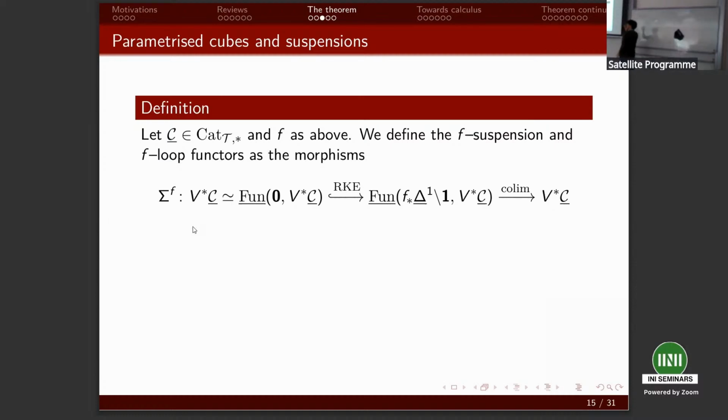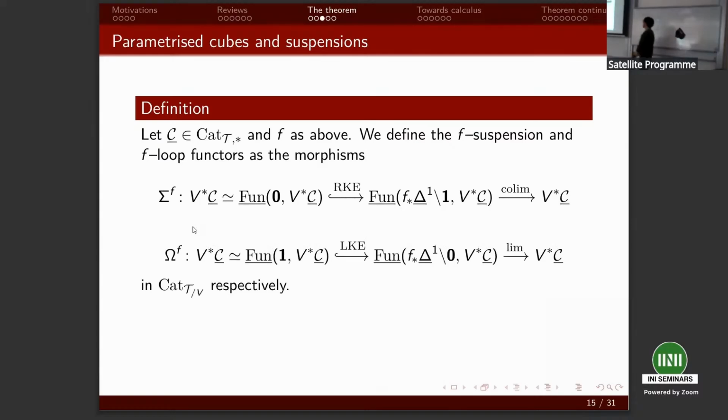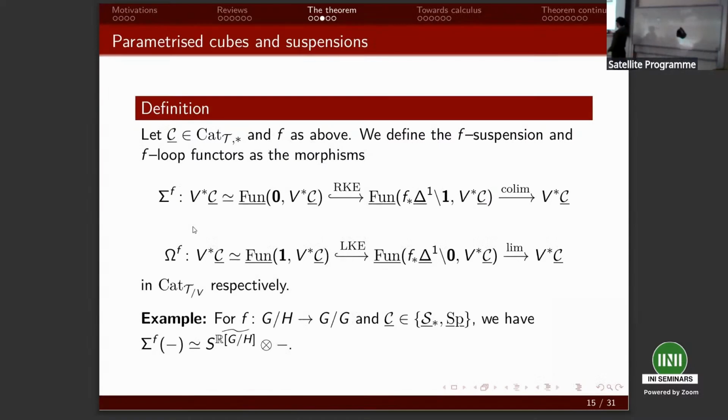And similarly, if you take an n cube, you do this procedure, you're going to get the n minus first suspension of the object x. So it's also self-explanatory, and then you dually can define F loops. For example, in the equivariant case again, this F suspension is going to give you smashing with the one-point compactification of the reduced regular representation associated with the finite set G mod H.